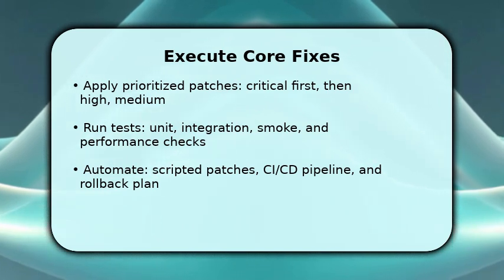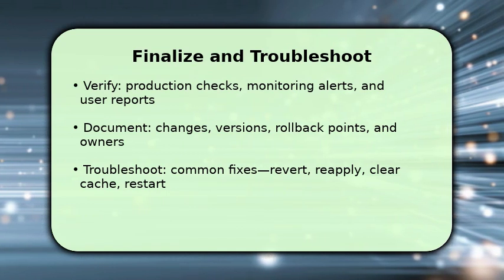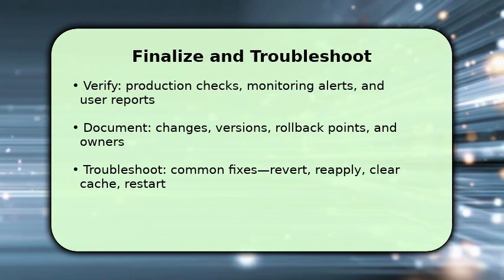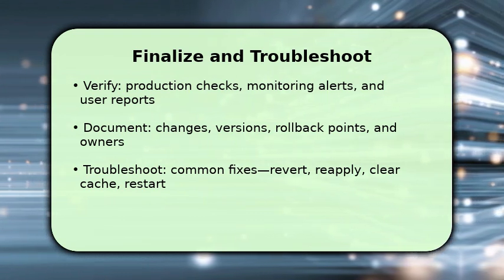You finish by verifying production. Confirm monitoring alerts are green and sample user flows work. Then document every change, versions, rollback points, and owners, so the team knows what changed and why.